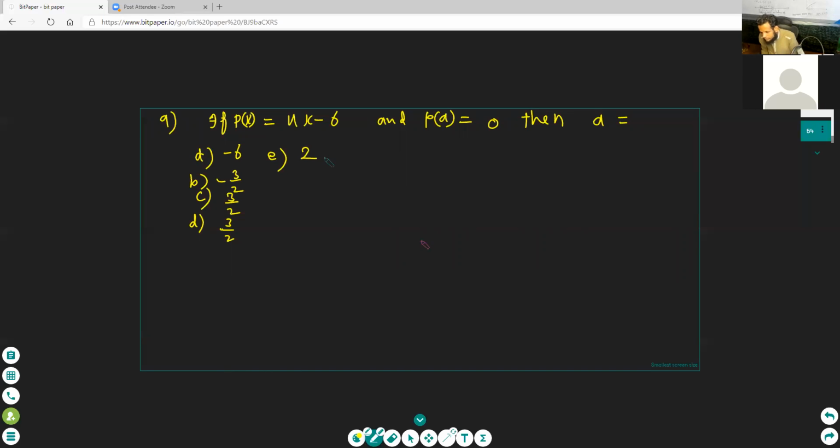Okay, solve it. Your P of A value is given, okay? Then your P of X is given. First, what will you do? Understand, think over it. P of A is given. Value of P of A is given. We need to find the A value.